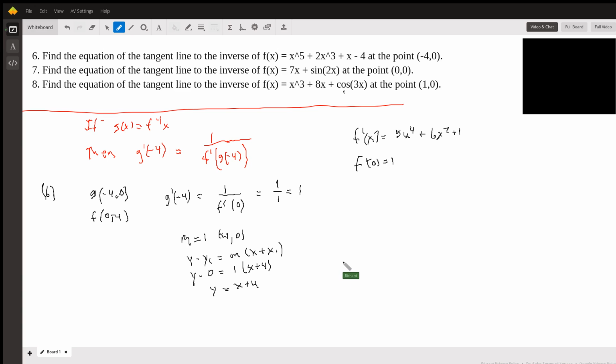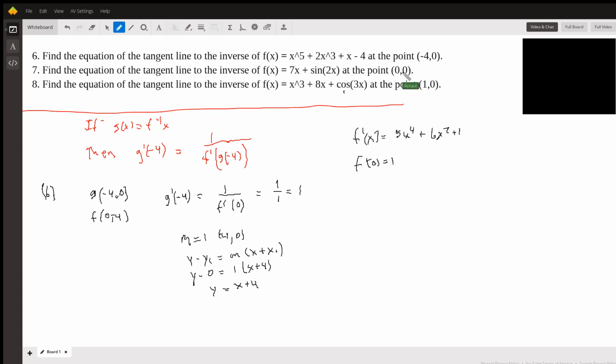So that would be the equation of the tangent line to the inverse of this function f, which we still haven't found. But even though we don't know an expression for g, we can still find the equation of the tangent line to g when x is -4. So it's pretty strange, kind of magical, but that's the way it works.